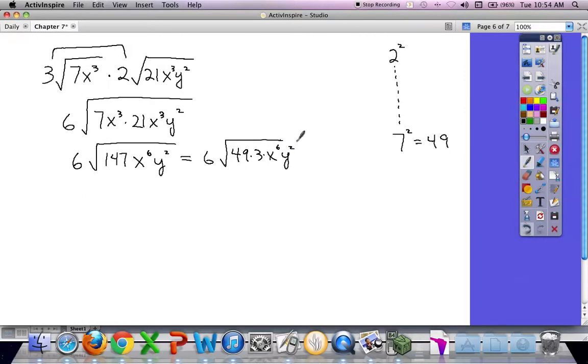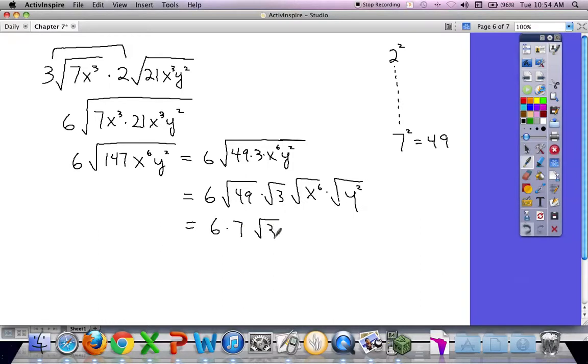I can think of these as a bunch of separate radicals. 6 times the square root of 49 times the square root of 3 times the square root of x to the 6th times the square root of y squared. Okay, how many of those simplify? Let's see. 6 times the square root of 49 is 7. The square root of 3 cannot be simplified. The square root of x to the 6th, well, 6 divided by 2, that means I can take out 3, and there's none left behind. Y squared, 2 divided by 2, that means I can take out 1.